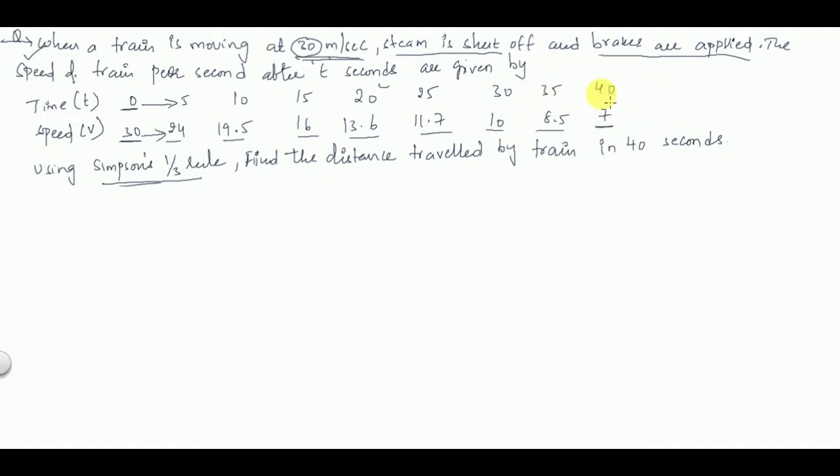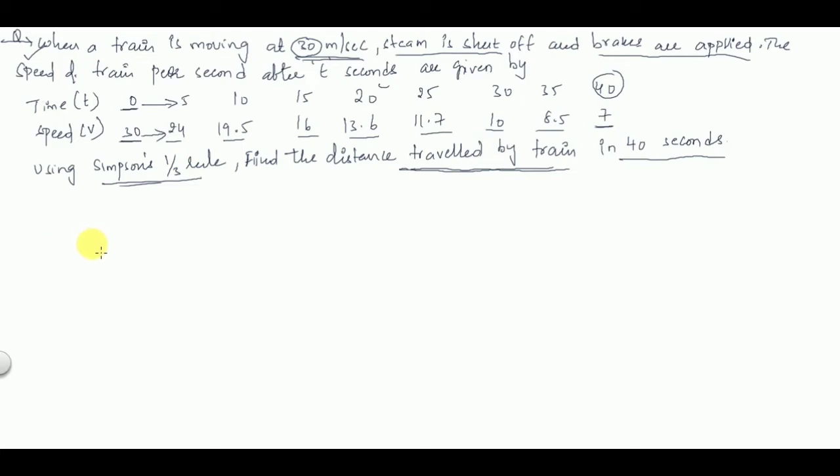He is asking us to find the distance traveled by the train in 40 seconds. That means in these 40 seconds, even after applying brakes, how many meters the train has traveled.